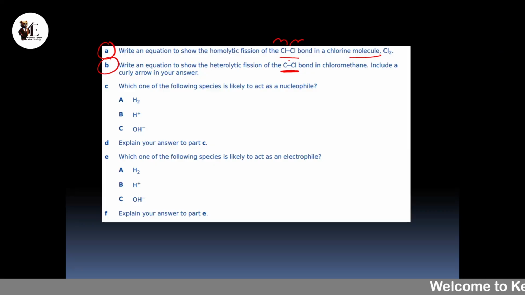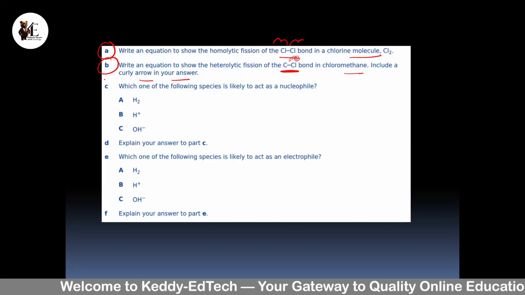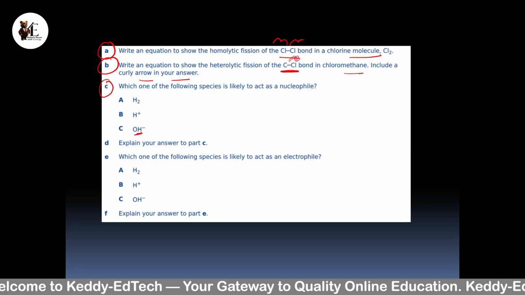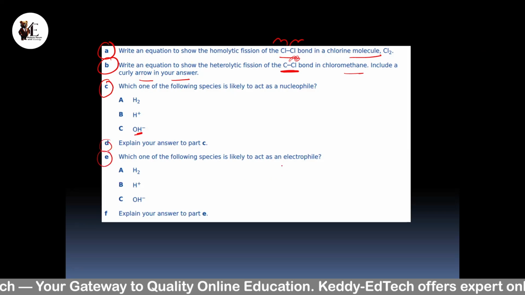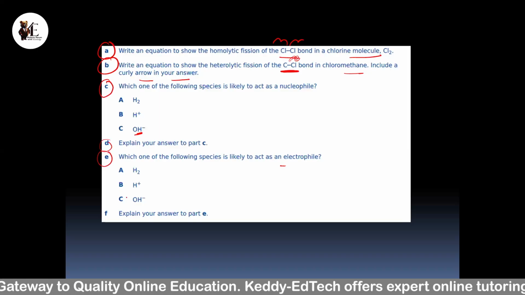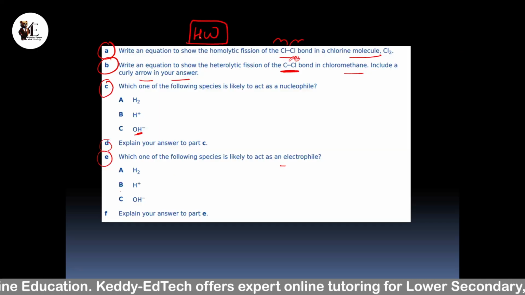Chlorine is more electronegative, so complete transfer of electrons goes here with a single arrow. In chloromethane, including a curly arrow in your answer, which one of the following species act as a nucleophile? Right? Negatively charged. Explain your answer to part C. Which of the following species act like an electrophile? Okay, so very easy questions are there. So these are your homework questions. Please practice it.